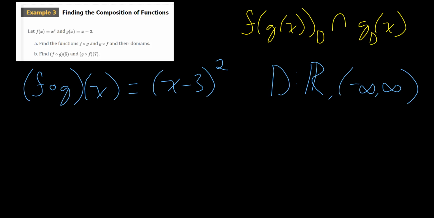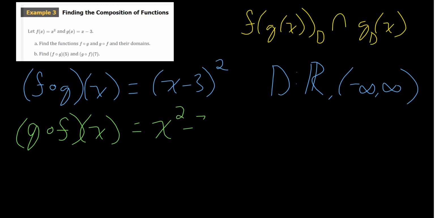Next up, we're going to do g of f of x. Okay, so just a little bit of reverse here. So now we're going to be plugging in x squared everywhere where I see an x in g. Okay, so I'm going to put x squared basically for x. So this becomes simply x squared minus 3.